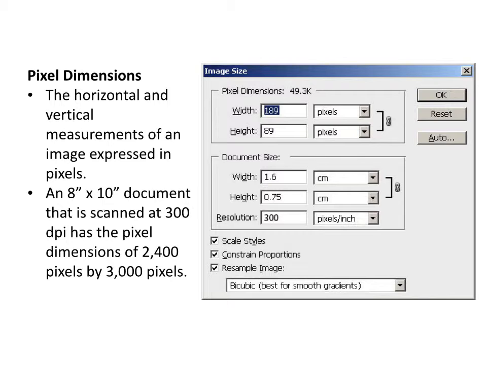Pixel dimension is the horizontal and vertical measurements of an image expressed in pixels. An image that is 8 inches by 10 inches and that has a DPI of 300 will have a pixel dimension of 2400 pixels by 3000 pixels. These figures are arrived at by multiplying 8 by 300 and 10 by 300.